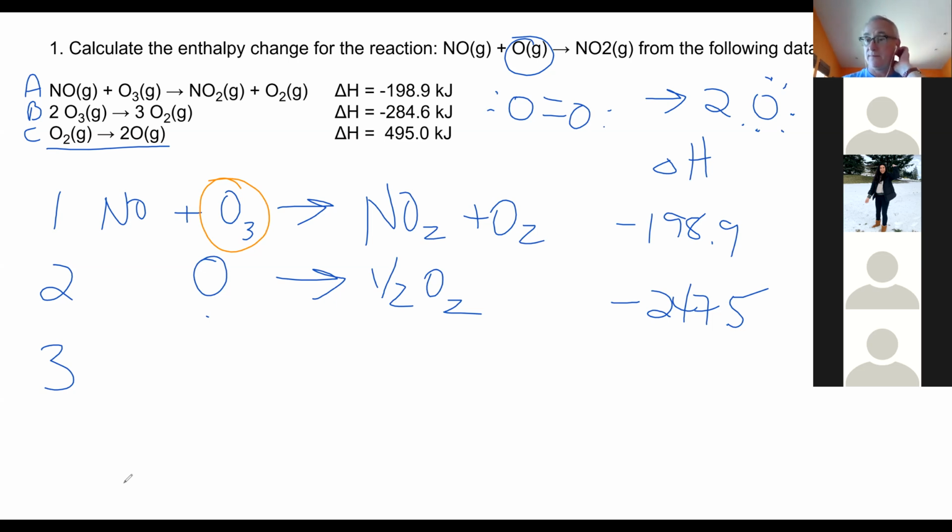I think you already mentioned, Ilham, that it's in reaction B. So what are we going to have to do to reaction B in order to give us 1 mole of ozone as a product? Flip it. Yep, we're going to have to flip it. And what else are we going to have to do?